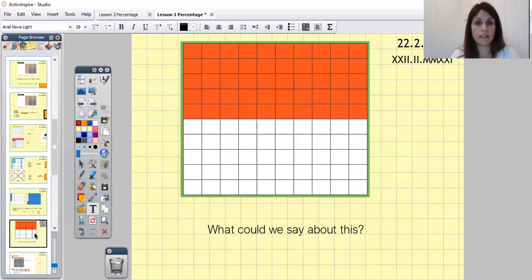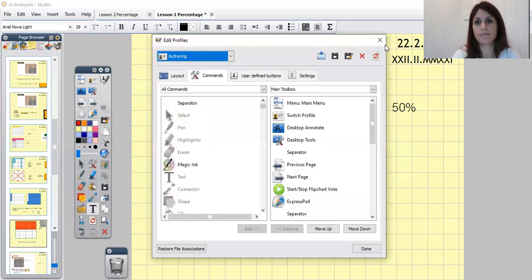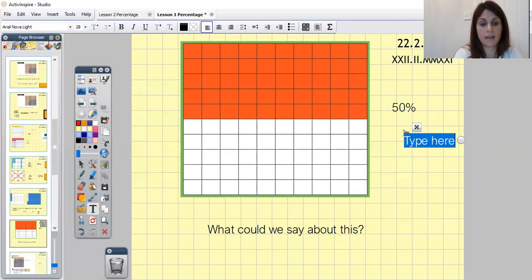Okay, quickly look at this last one then. What could we say about this? What does this show as a percentage? Perhaps you can also think about it as a decimal and a fraction as well. Okay, hopefully you realise that it is 50%, which is also 50 out of 100.